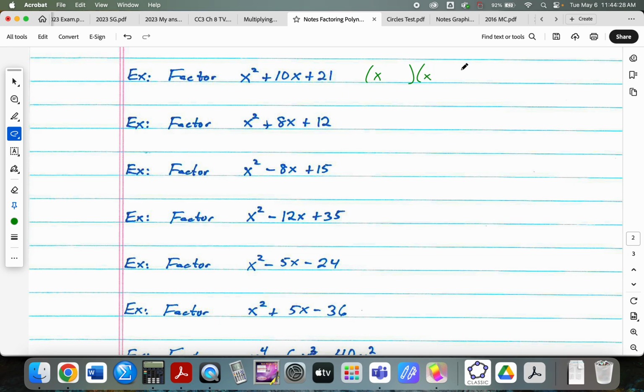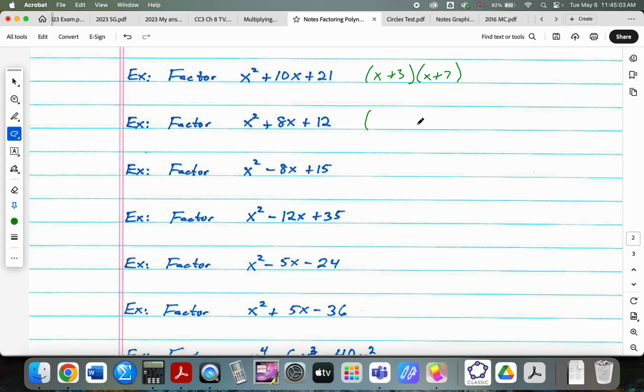All right, so for this, then, we just need two things that multiply together to be 21 that also add together to be 10. Yeah, x plus 3, x plus 7. And if you distributed this out and grouped the like terms, you would end up with a 21 from the 3 times 7, and you would have a 3x when you multiplied the 3 times the x, and a 7x when you multiplied the x times the 7. And an x squared, because x times x is x squared.